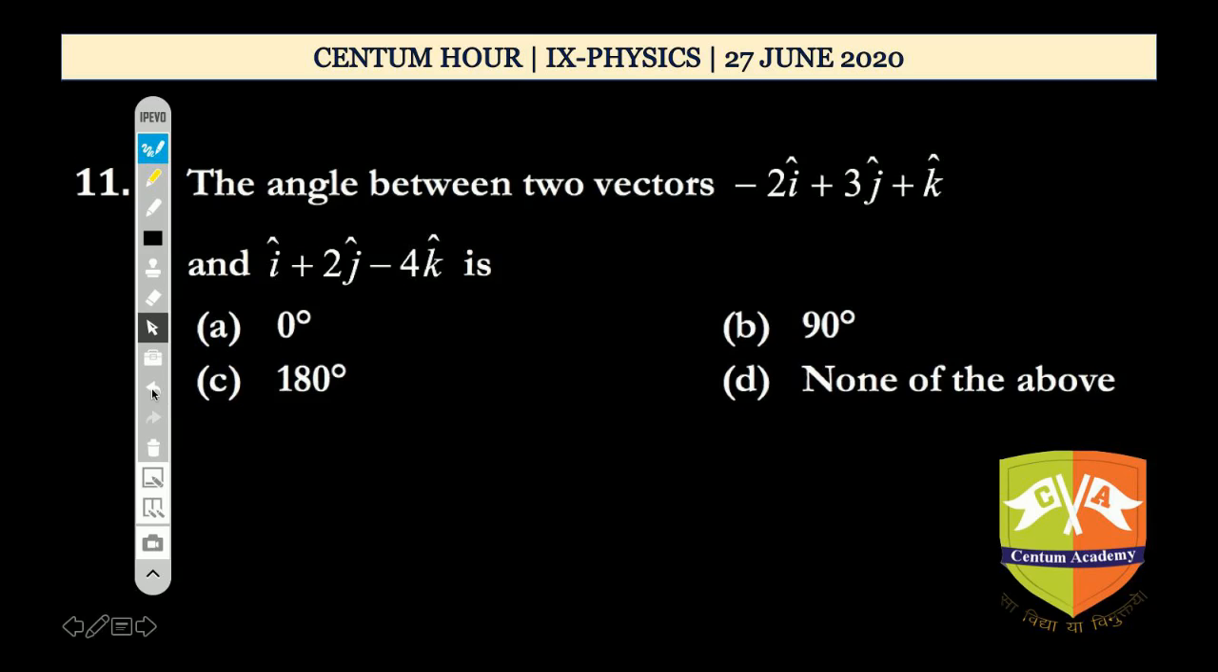Yes, beta, please, always. See, beta, we have to do the dot product. I to I is minus 2. J to J is plus 6. And K to K is minus 4. Isn't it 0? And dot product equal to 0 implies that they are at 90.